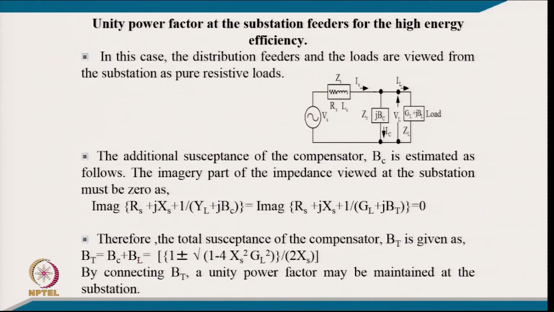BL was for power factor correction and BC is the additional one. So, when we solve this equation, typically we get BT equal to 1 plus minus the square root of 1 minus 4 XS square into GL square, upon 2 XS. So, by connecting a BT, unity power factor may be maintained at the substation, and this value will certainly be a little larger than the BL you have.